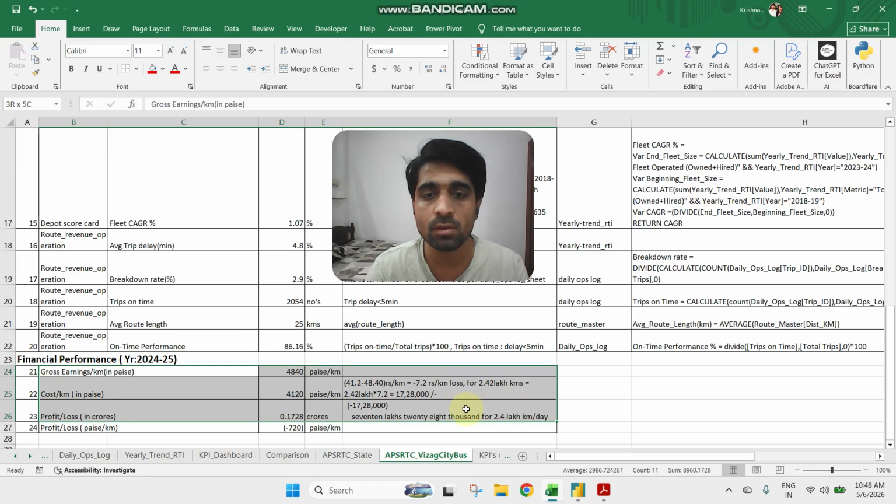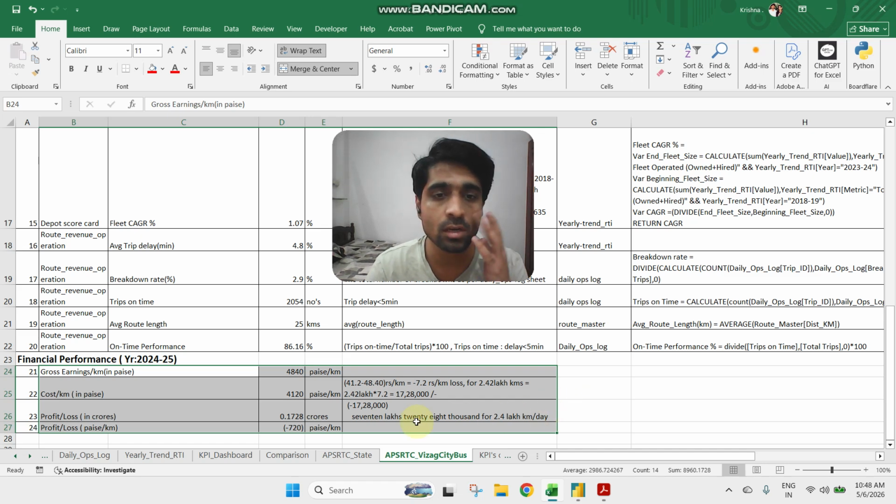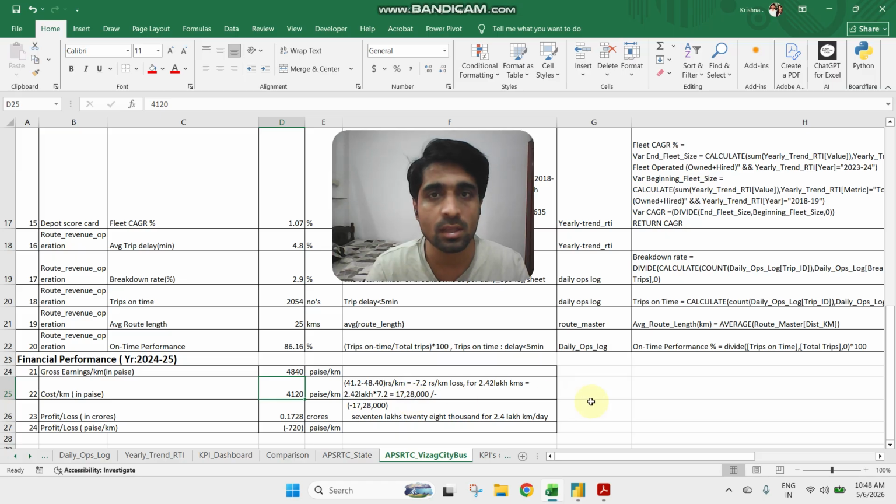Regarding the financial performance, I've scaled down to city bus level, but I'm not clear about this sheet, so I have no data to correlate the performance, because the cost per kilometer is 4120. It is as given in the sheet, so I'm not going into deep discussion about this sheet. So that's all for this.